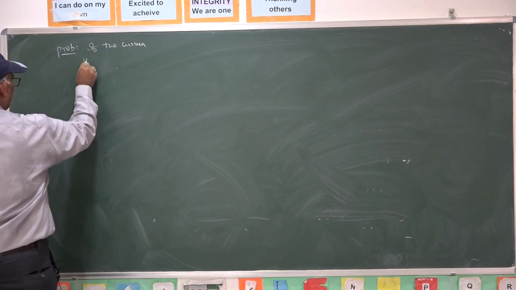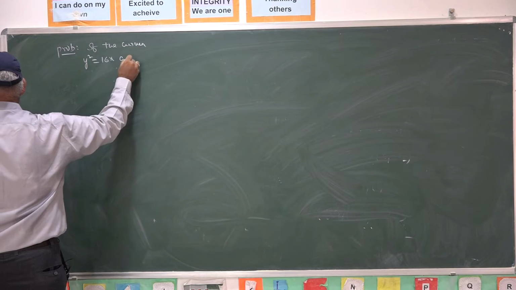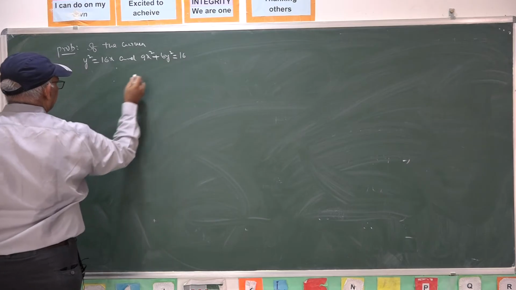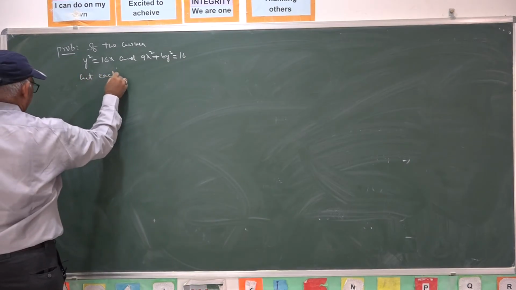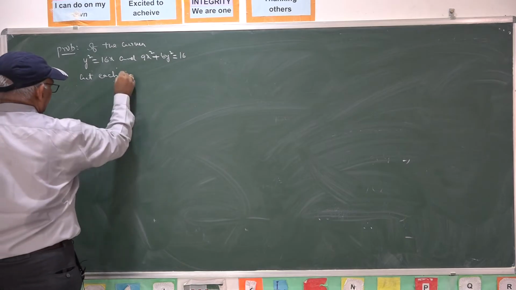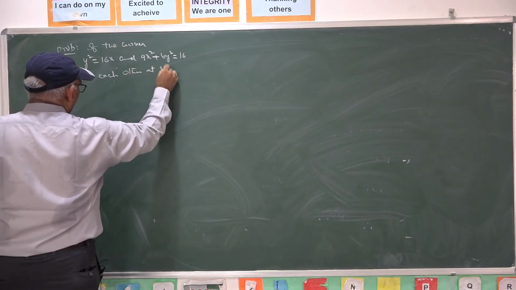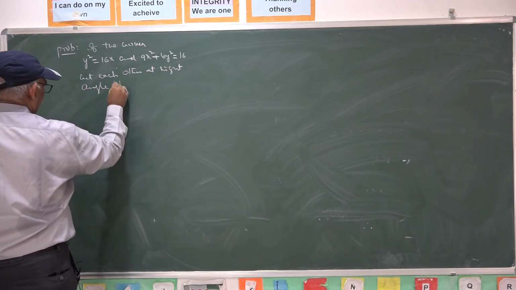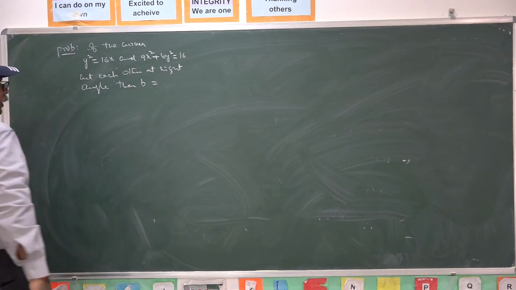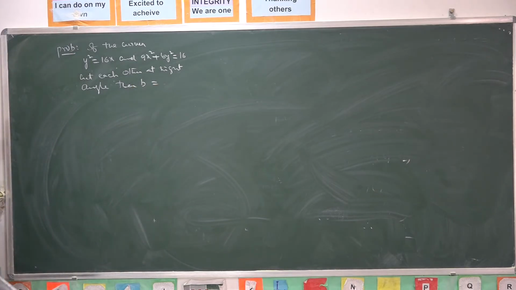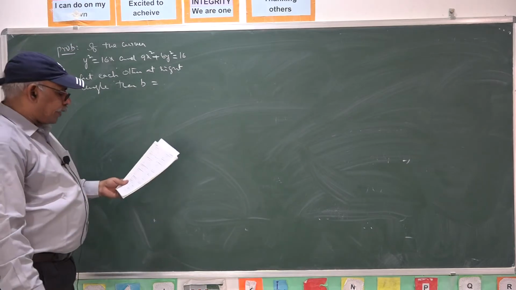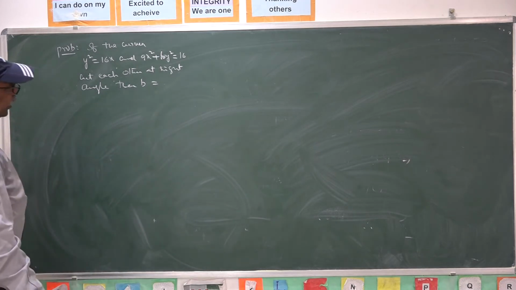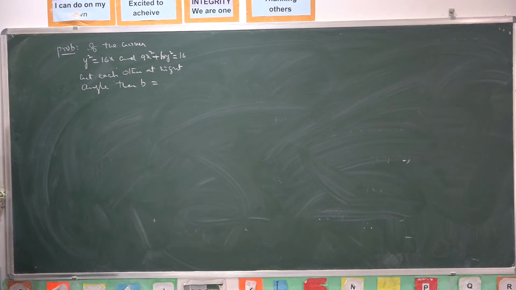If the curves y square equal to 16x and 9x square plus by square equal to 16 cut each other at right angle, then b equal to. If the curves y square equal to 16x and 9x square plus by square equal to 16 cut each other orthogonally at right angle, then find the b value.